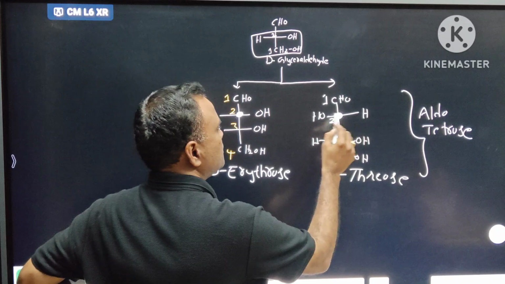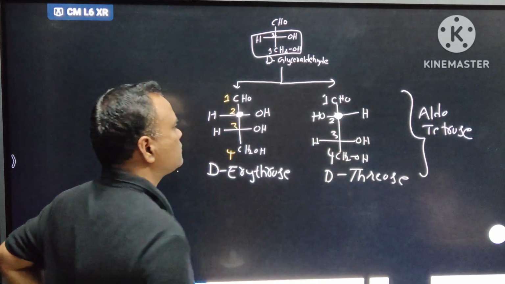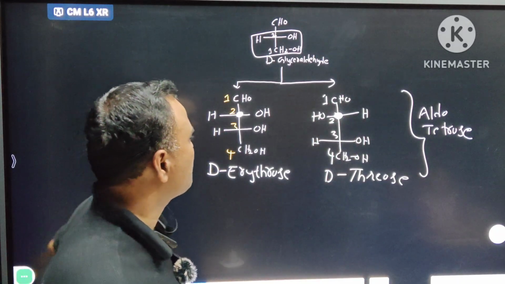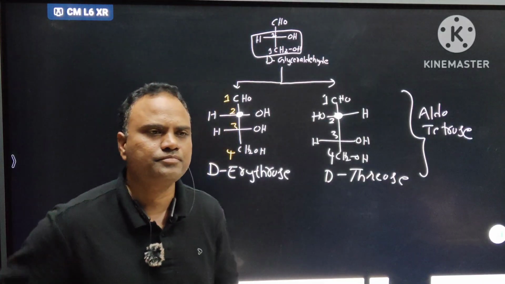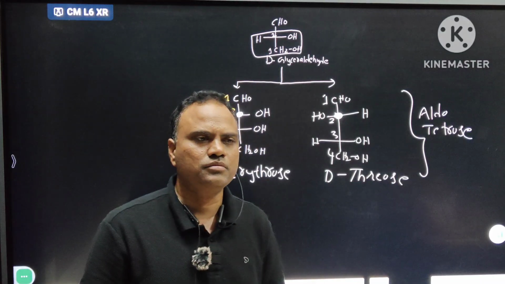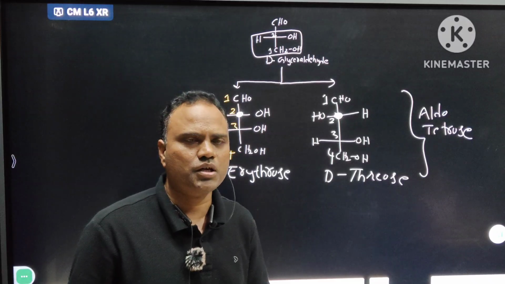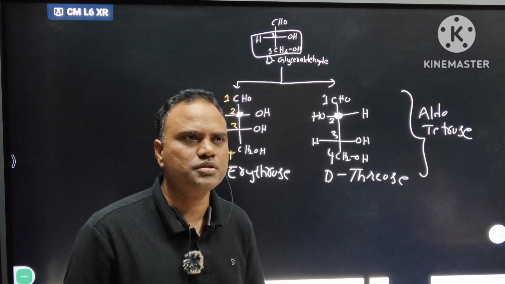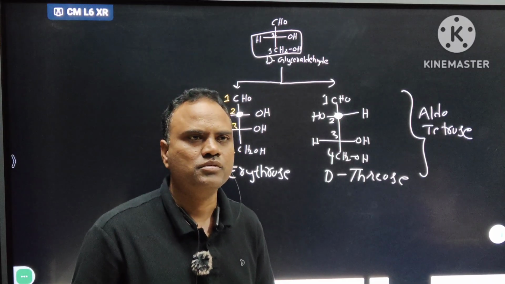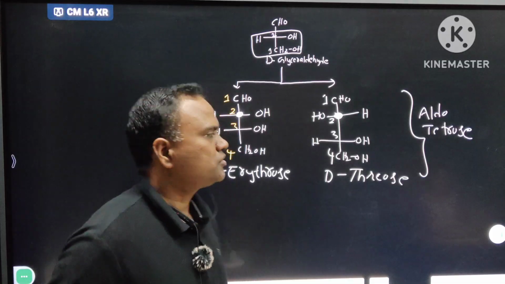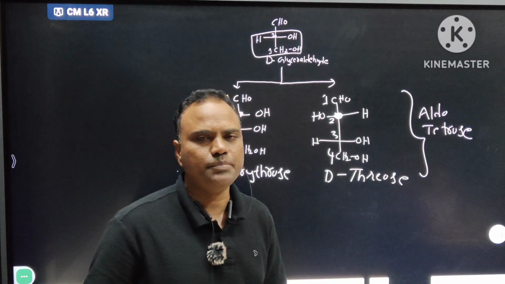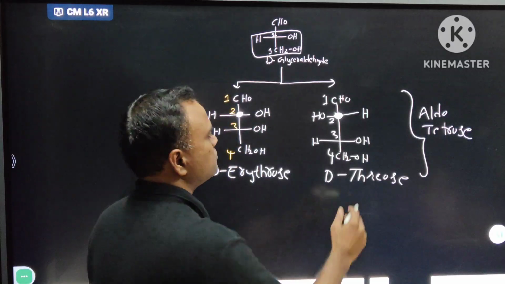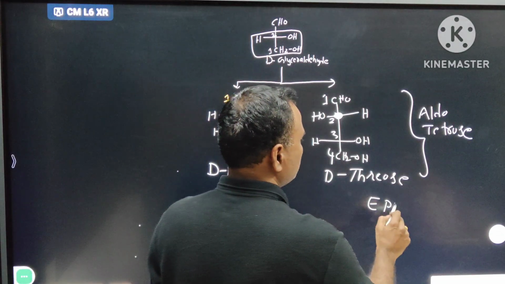Second, and the second. Other students, you are not getting it. No one is answering. D-erythrose and D-threose differ at which carbon? Second carbon. Correct. Others, online students? Second carbon. So these are called C2 epimers.